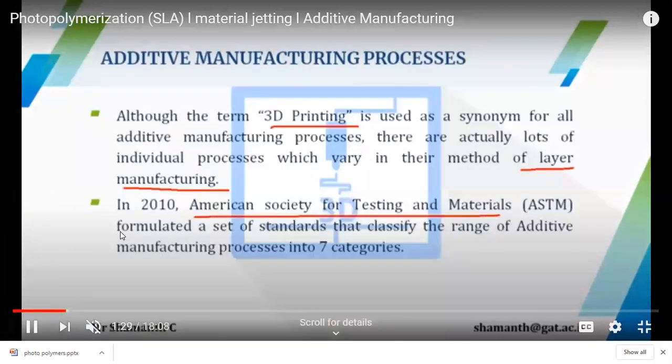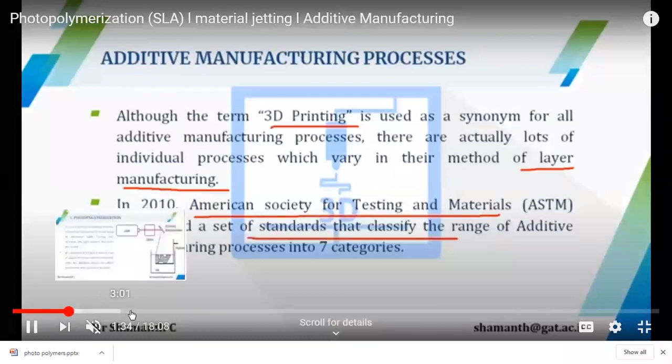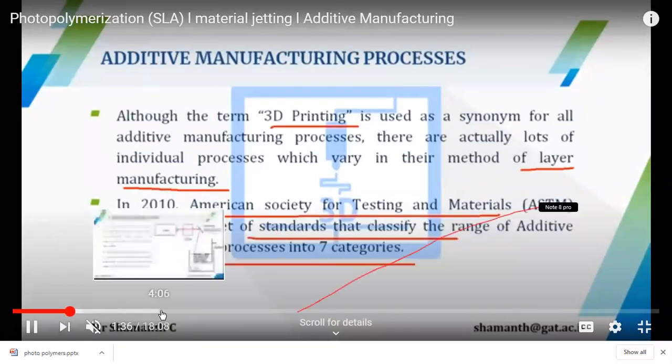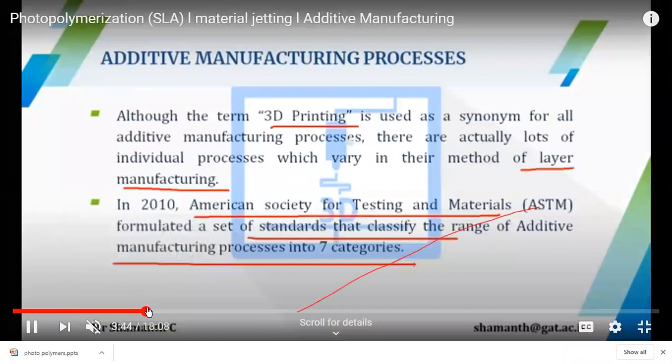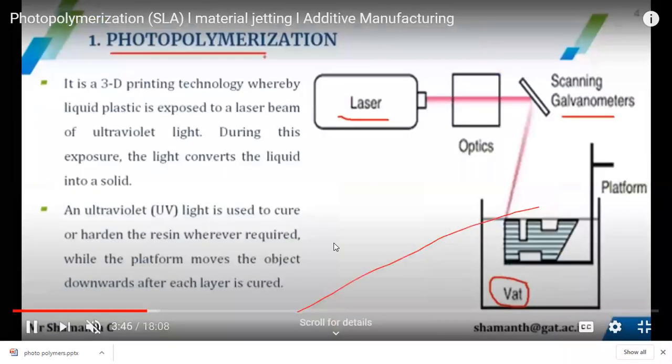What is photopolymerization and what is the process of photopolymerization? He is explaining. You can observe once. So this is the photopolymerization process. It is the diagram: the laser, optics, scanning galvanometers and platform. That is the vat. This is the product formation. The laser light passes through the scanning galvanometer and falls onto the liquid resin, forming the final product of the object.